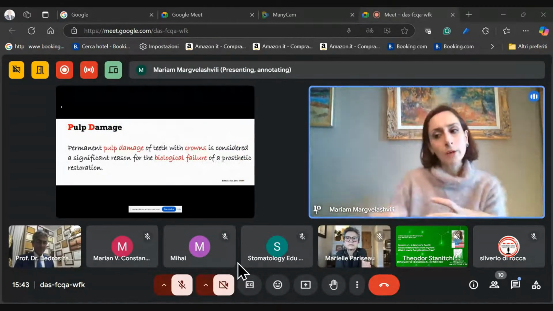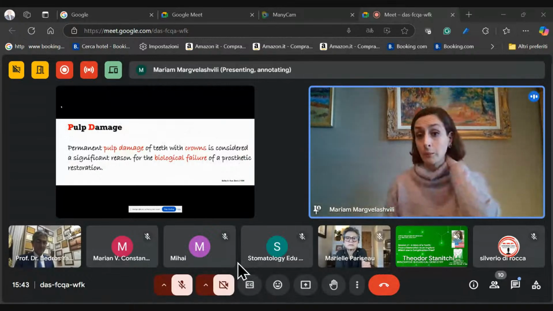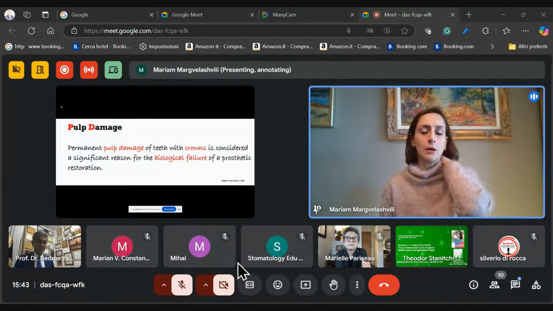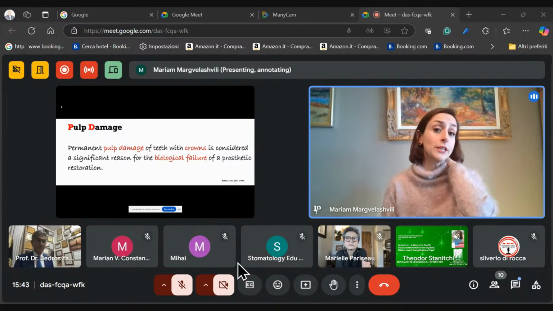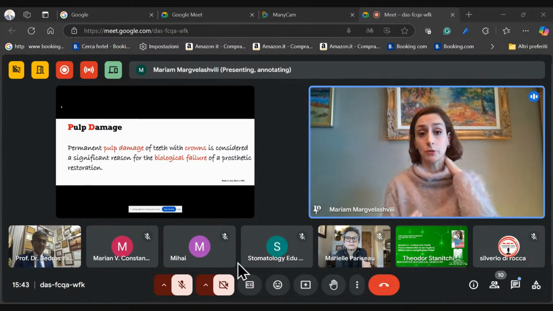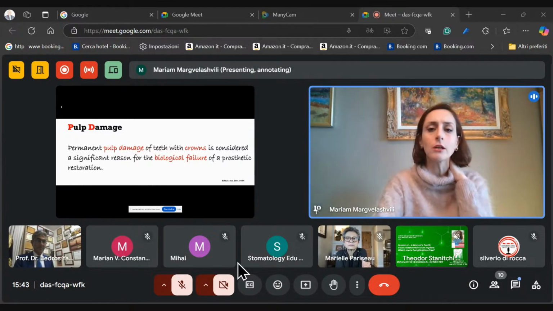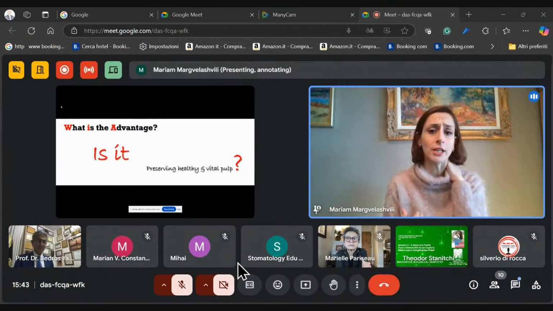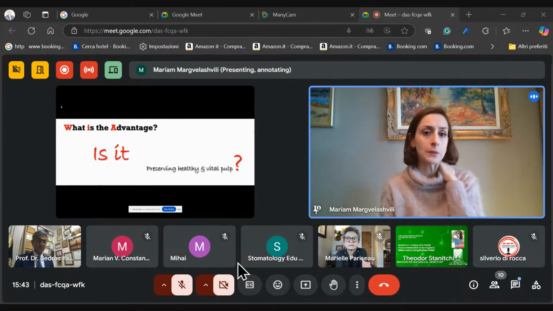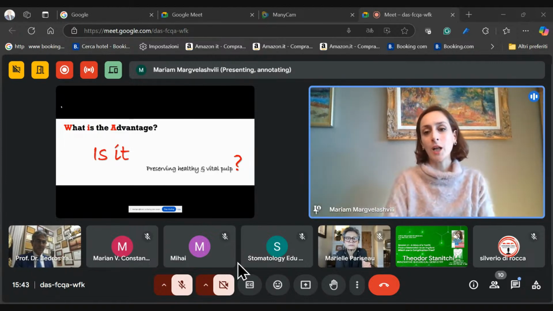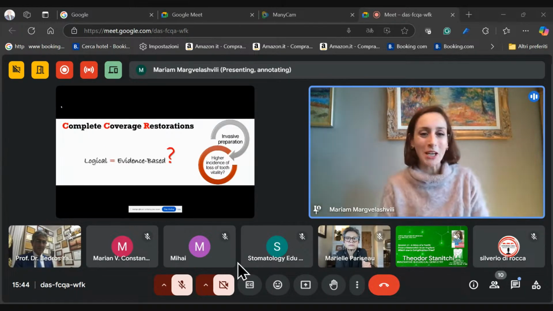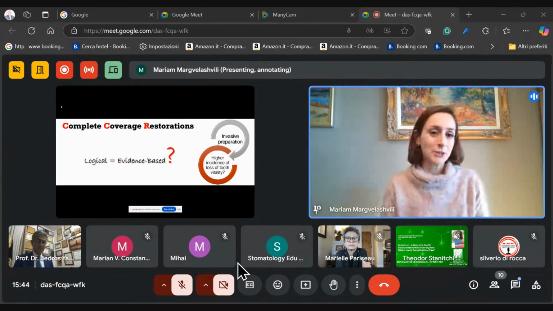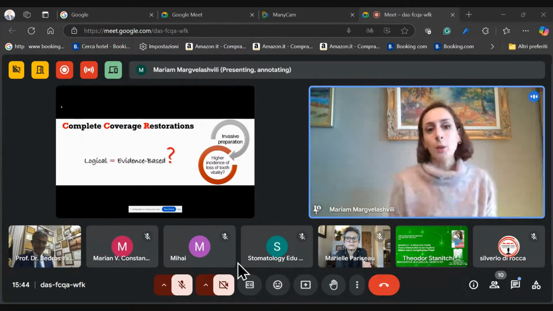So I thought, okay, I know that crowns are generally associated with pulpal damage. And a significant reason for biological failure of prosthetic restorations is pulp damage, loss of vitality. So I thought, okay, maybe the advantage is to preserve a healthy and vital pulp because of a more conservative, less invasive preparation, less damage to the pulp, and longer vitality. But as a researcher with a PhD, I always like to question and then provide answers. At least I try. Of course, I'm never sure, but we try.